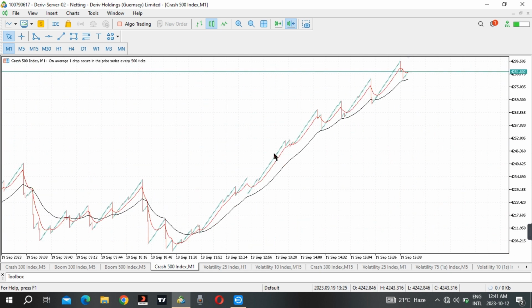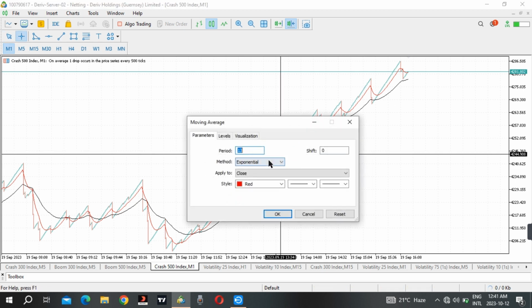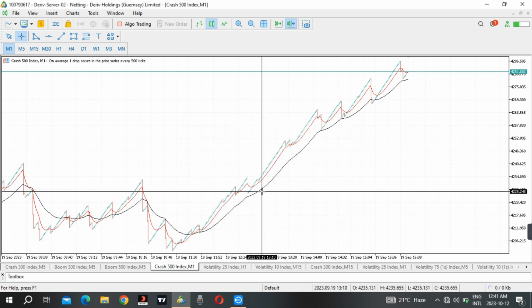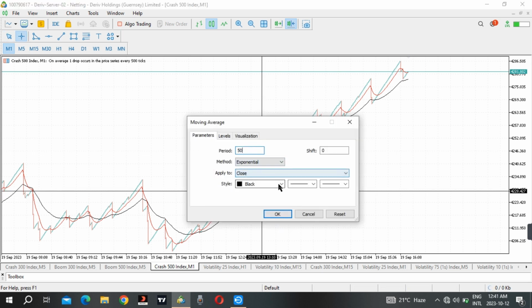So what do you have to look for, and what do you have to install? For this strategy, I'm using the 13 exponential moving average, applied to close. It's the red one on my chart. And the 50 exponential moving average, the black one on my chart, exponential, close again, and then click OK.